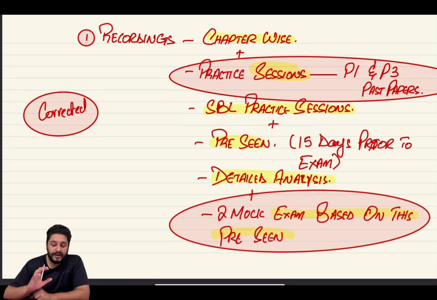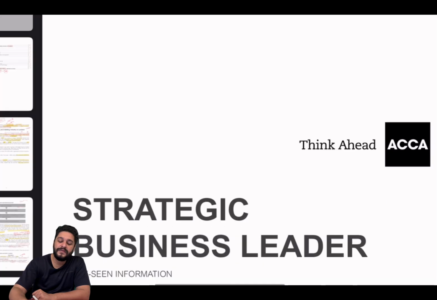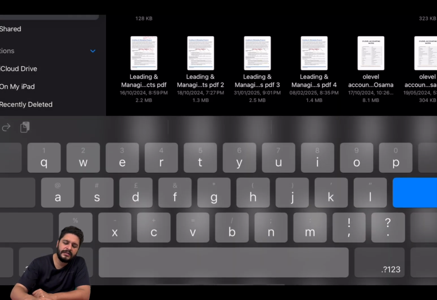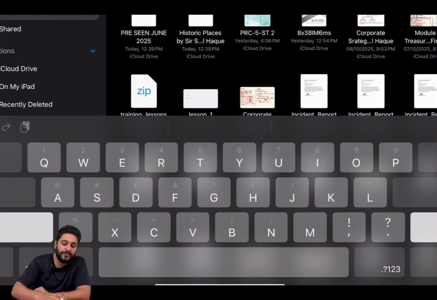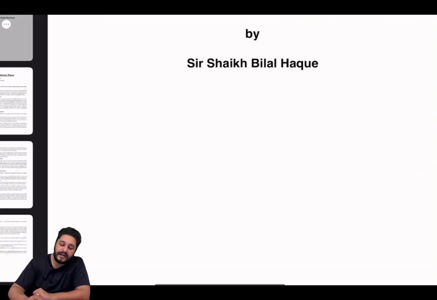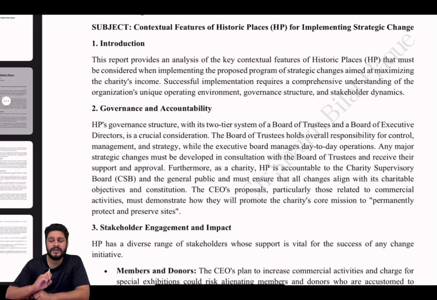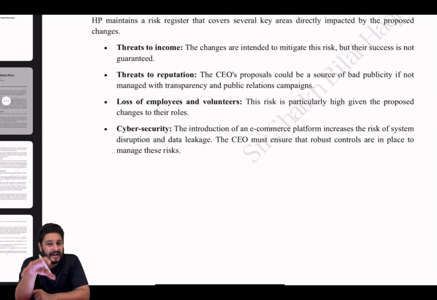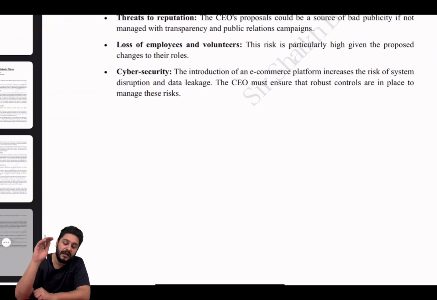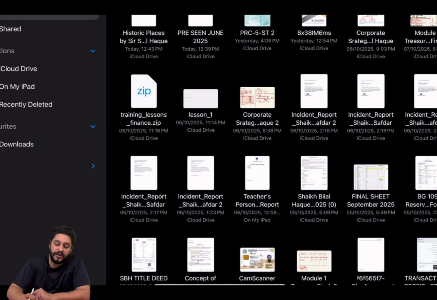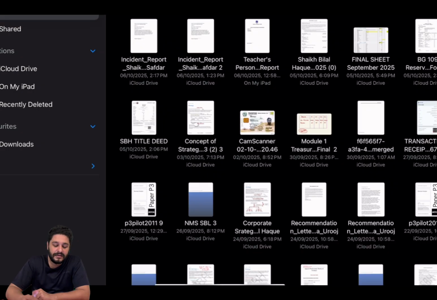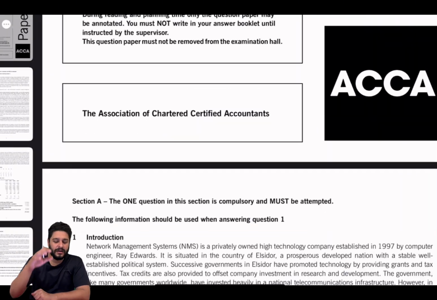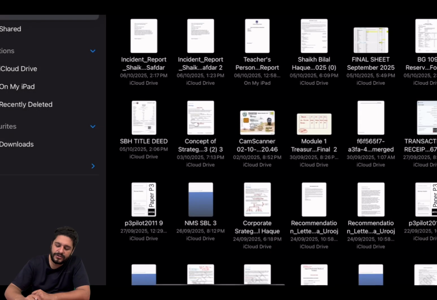Now, once you are done with the pre-seen, let's quickly go into the question that we have right now, and this is going to give us an idea of what SBL is all about. So normally what I do is I provide the drafted answers of each and every past paper that is uploaded by ACCA. You can see this is the drafted answer of a mock exam that I conducted historically with my students. Now, if I move forward, you can see that there's a P3 question in front of you.